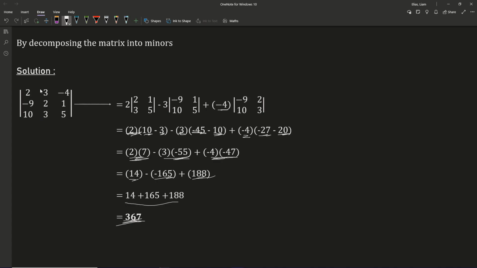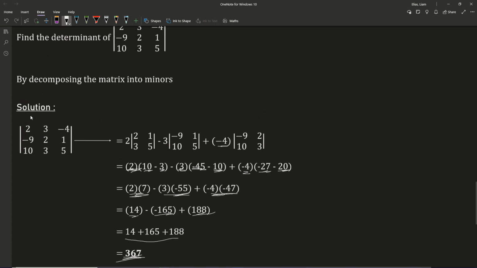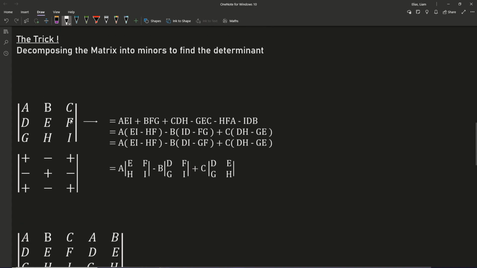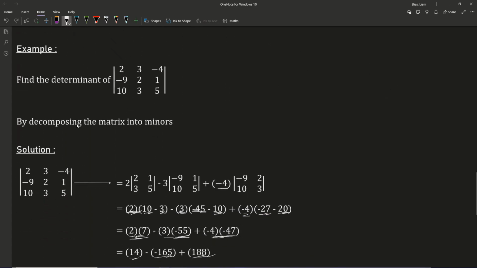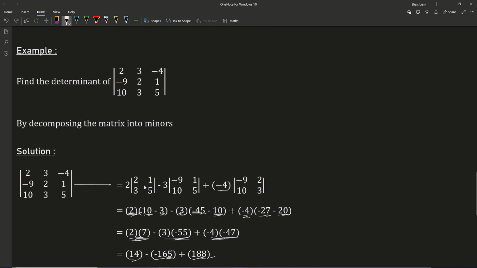So instead of writing out a really long-winded way like this, where you have AEI plus BFG plus CDH minus this, minus that, minus so on, you can simply write it this way. And when you get good at doing this in your head, you don't even have to draw out this matrix. You can just quickly calculate the value of the determinant of the 2 by 2 matrix and multiply it by 2 and just put that down as the value.